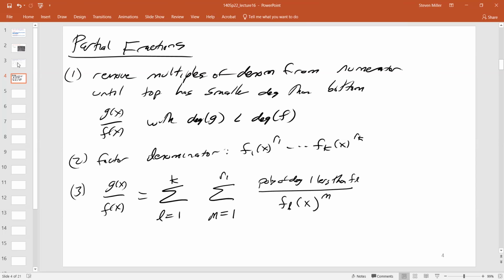So what are we doing? We have a double sum. The sum over L goes from 1 to k. That just goes for each of the factors we have. Look and see how it comes into play. So we do it factor by factor by factor. And then for a given factor, we could have f_L to the first power, to the second power, to the third power, all the way up to r_L. And then the numerator is a polynomial of degree 1 less than f_L. So this is what we've been calling the base polynomial.